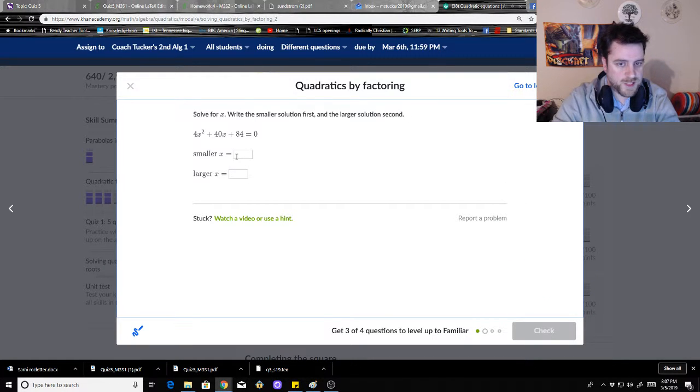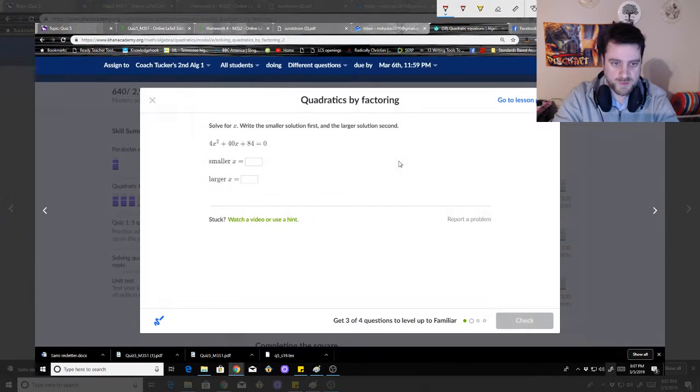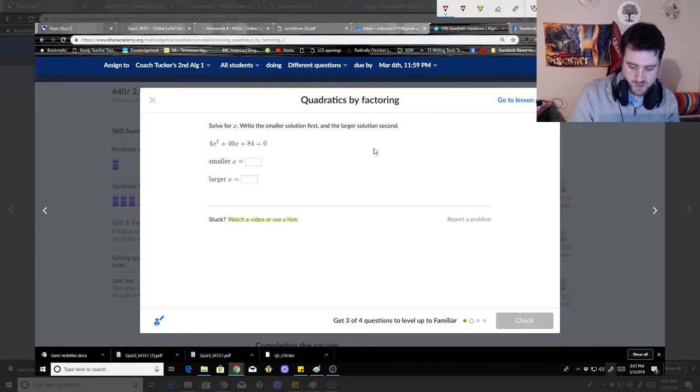Let's do another one together. Let's do this one. Oh, I hope you see what I see. We're going to make this problem even easier. What should we do? Factor out a greatest common factor. We have 4x squared plus 40x plus 84. You can factor a 4 out of each one of those. You can pull a 4 out.